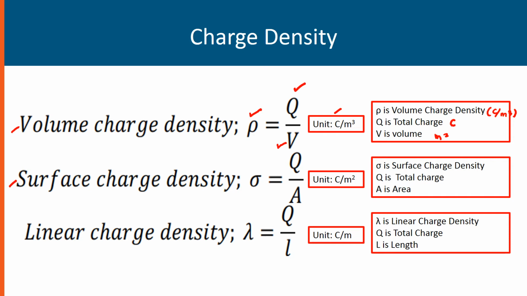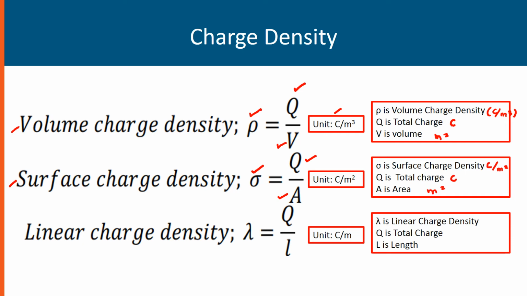On the other hand, surface charge density, which has the symbol sigma, is equal to the total charge of the entire area divided by the total area. So we have the unit, that is coulomb per meter square, and the unit of total charge is coulomb, and the unit of area is meter square.